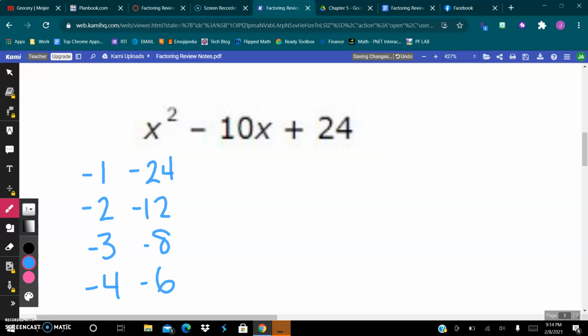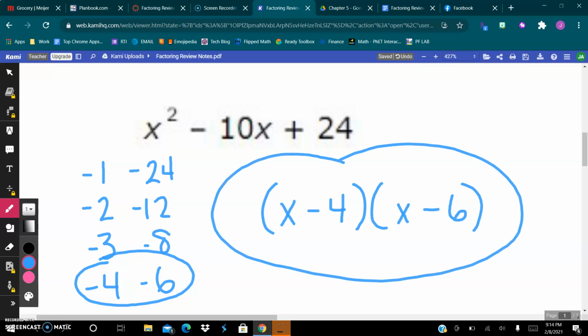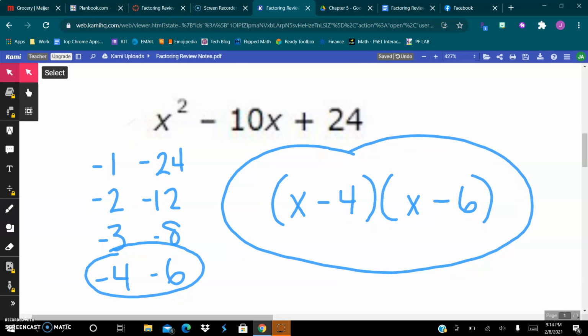Now, which ones give me negative 10 when I add them together? Well, that would be that 4 and 6 again. So again, the two sets of parentheses, and then we have minus 4 and minus 6 for our factoring here. Now, if you wanted to check your work, you could use FOIL to go backwards to see if you end up with the trinomial here.